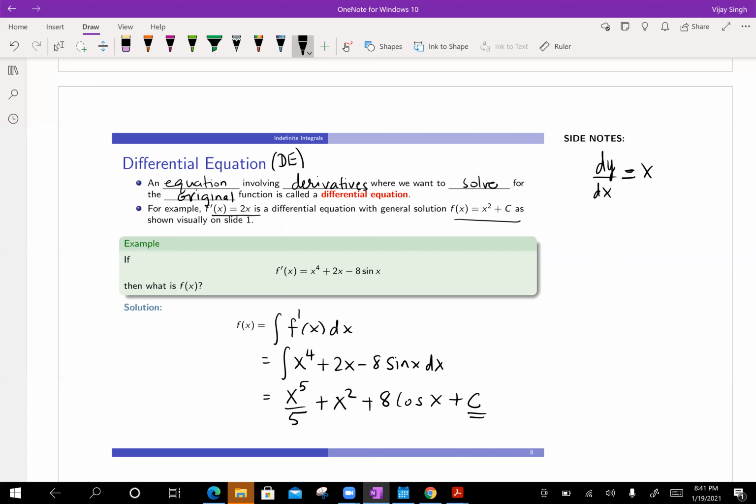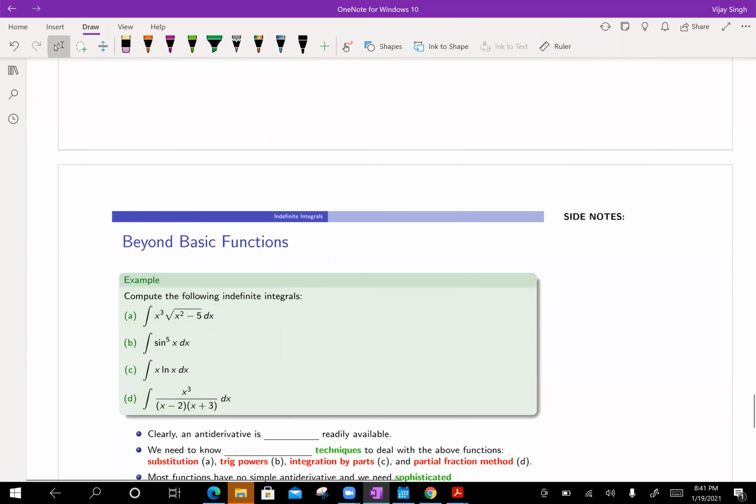Now let's look at a few more. Then the question is, how do we integrate x cubed square root of x squared minus 5? Now you cannot multiply it out and integrate. Similarly, what about integration of sine to the power 5 x dx? Or for that matter, x ln x. What about integration of x cubed upon x squared minus 2x plus 2? Now these do not lie in the domain of basic functions or basic integration. For this, we will have new techniques.